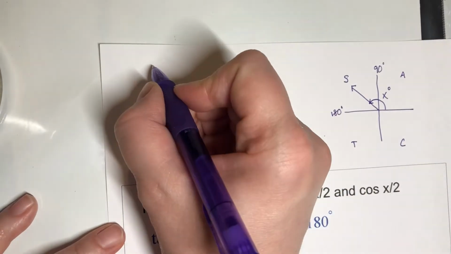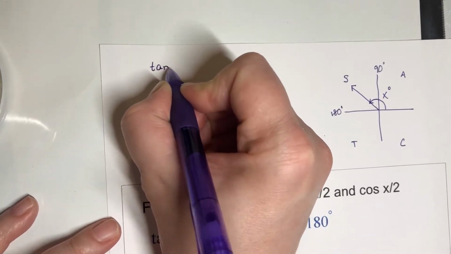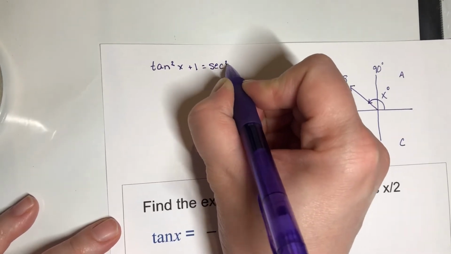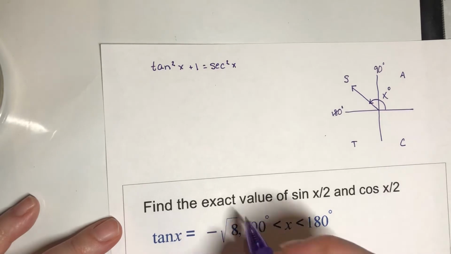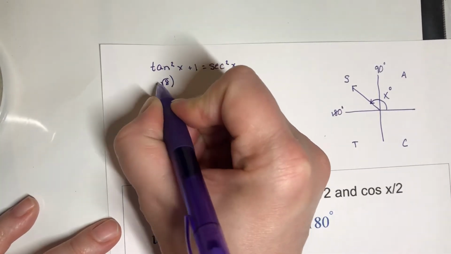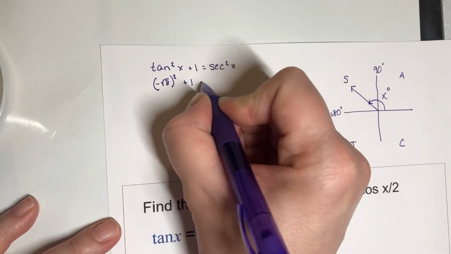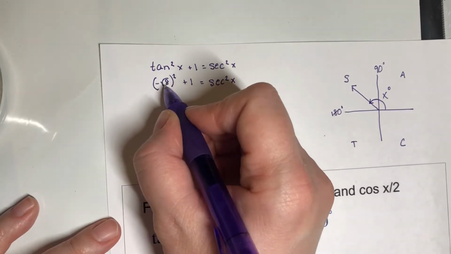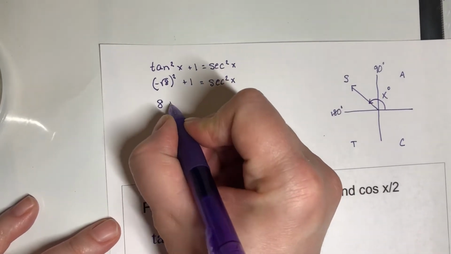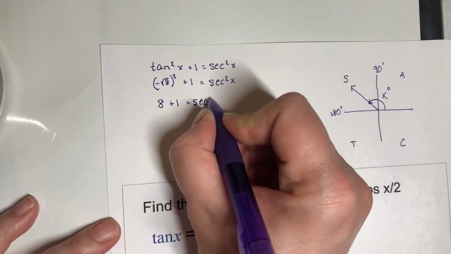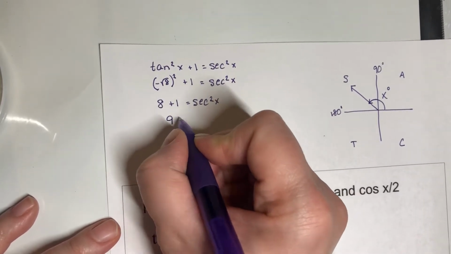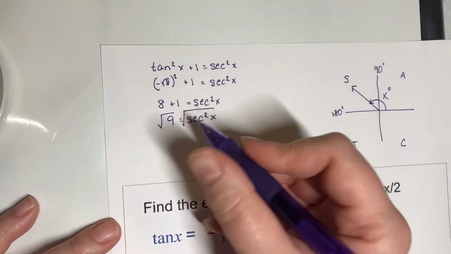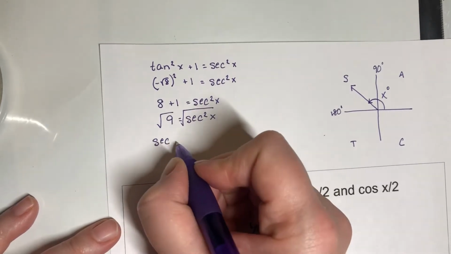So let's set up our identity here. So we have tan squared of x plus 1 equals secant squared of x. Well, tan is negative square root of 8. So I've got negative square root of 8 squared plus 1 equals secant squared of x. This negative goes away with the square root goes away with the square, so I'm really left with 8 plus 1 equals secant squared of x. 8 plus 1 is 9. And then to get rid of the square, we would square root. And the square root of 9 is a very nice number, which is very convenient.